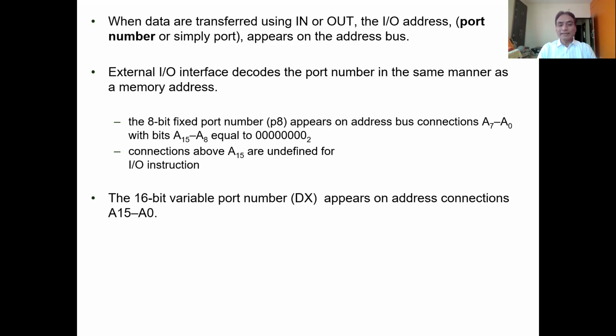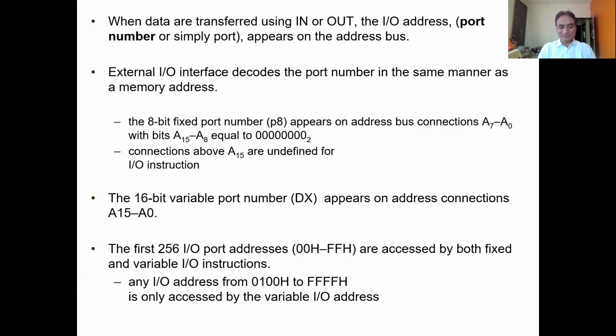The 16-bit variable port DX appears on the address connections. As far as variable port addressing is concerned, we have a 16-bit address, which appears on A0 to A15. The first 256 IO addresses, 00 to FF, are accessed by both fixed and variable port addressing. In fixed port addressing we have only 8 bits for the port address, so the possible range is 00 to FF. FF equals 255, so there are 256 locations maximum.